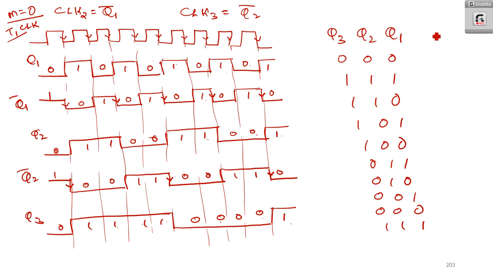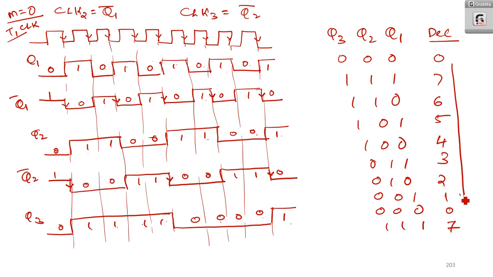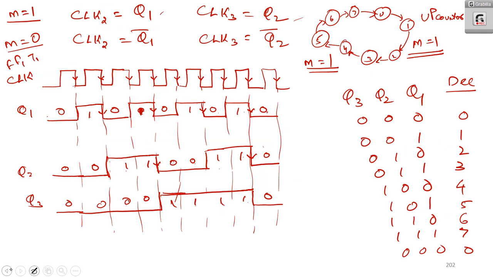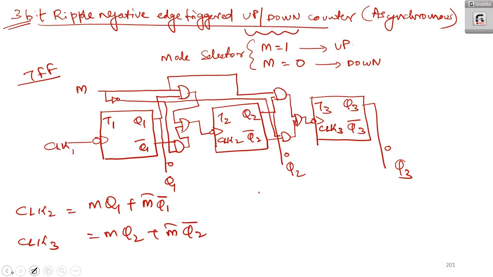And if you are writing the decimal equivalents, what will it be? It will be 0, 7, 6, 5, 4, 3, 2, 1, 0, and again back to 7. So this is basically down counting. So now I have explained up counting and down counting. Here I have explained a 3-bit ripple up down counter, with the example of a 3-bit ripple up down counter.